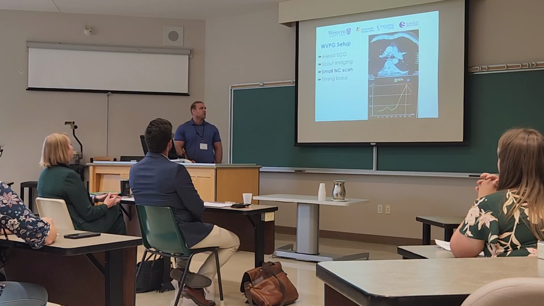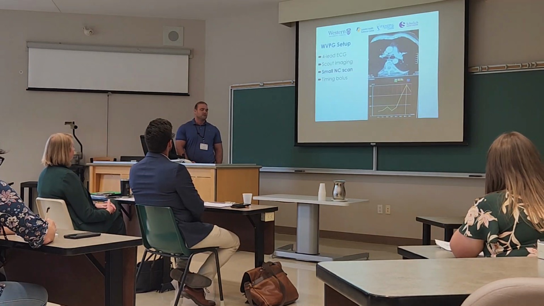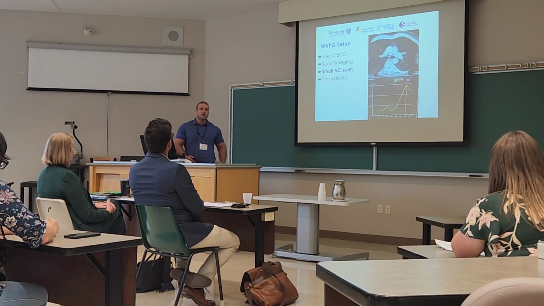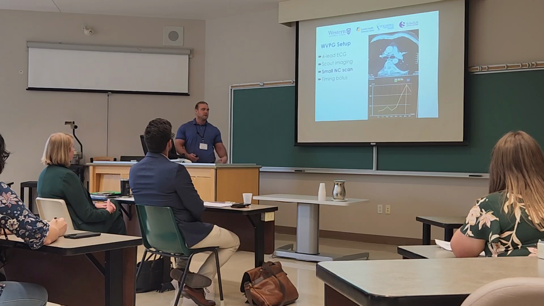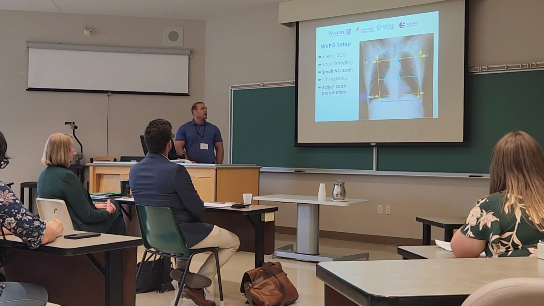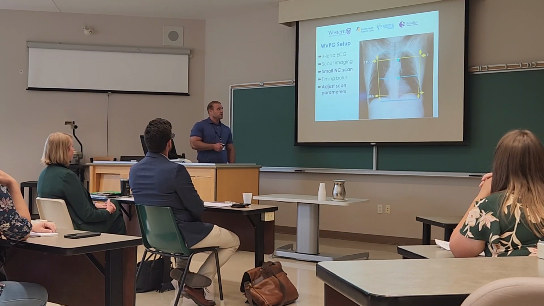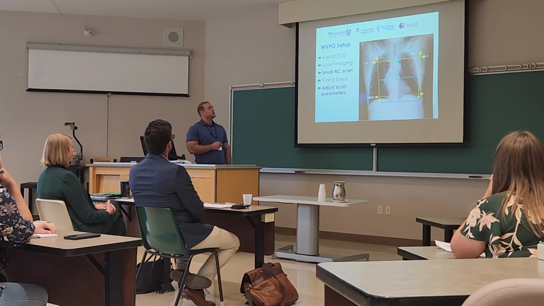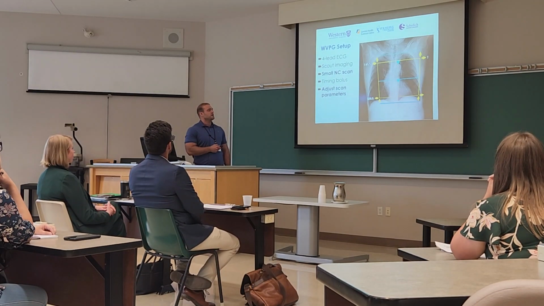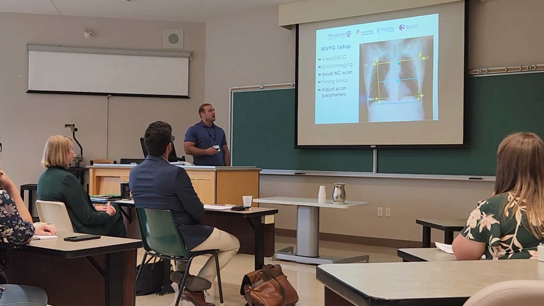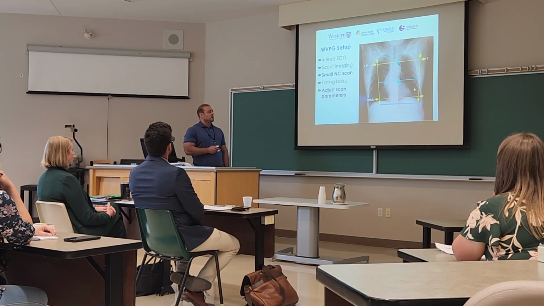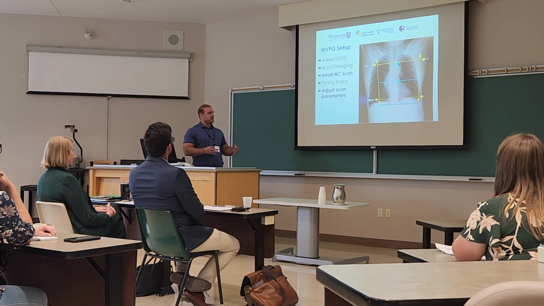Next, we do a timing bolus, same as our old scanner. This just tells us when we'll get peak opacification of the structures in the heart and the aorta. And then we get into adjusting our scan parameters. So if you look at this picture here, the top blue line to the bottom blue line is everything that's going to be imaged. And the 2 yellow boxes here are the 2 volume scans.